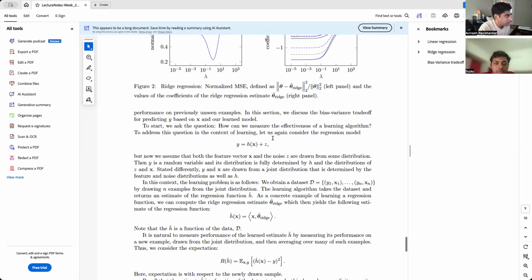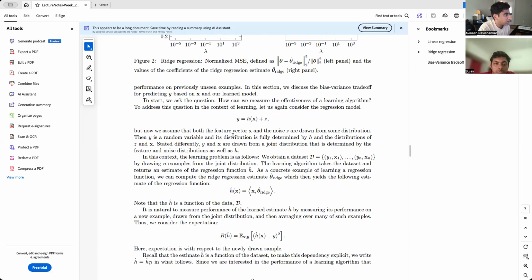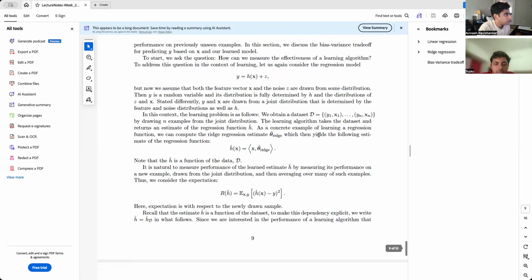Okay, so we started with our linear equation, but now we assume that both the variables are drawn from the same distribution. Obtain a data set. This is saying all the same thing, it looks like. A joint distribution determined by the features. Anything new here? No, this is basically the same thing. It's just saying how do you know how good our model is working. One way to do this is R of h hat, which is taking the expectation of (h hat minus Y) whole square. Got it.